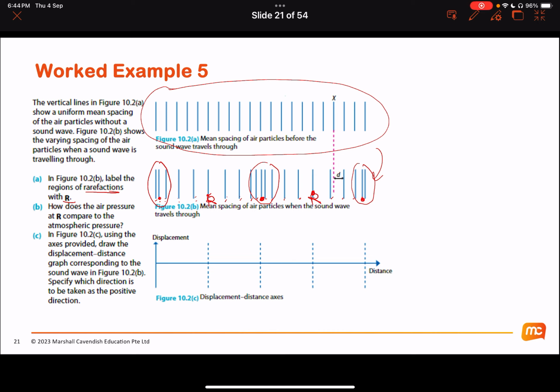Then B, how does the air pressure at R compare to the atmospheric pressure? Well, it's quite obvious. The air pressure at R, if the particles are going away from it, is lower than the atmospheric pressure.